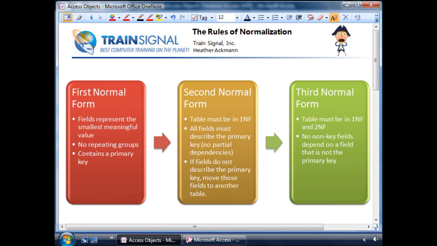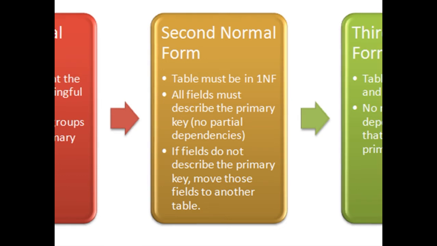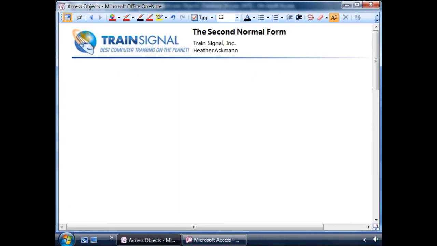Now, the problem that we created earlier with the first normal form, this is where we get into the rules that make up our second normal form. That states all fields must describe the primary key where you have no partial dependencies. If you have fields that do not describe the primary key, you move those fields into another table. And to illustrate that, let's go into a more concrete example for the second normal form.